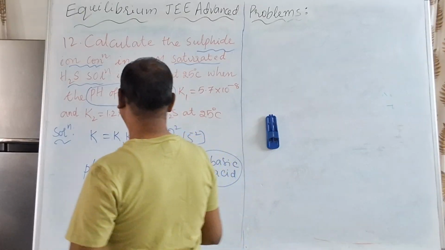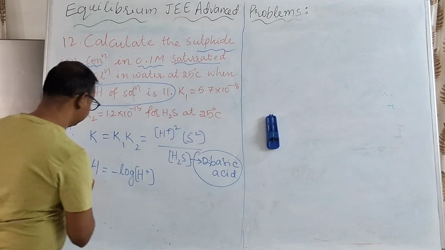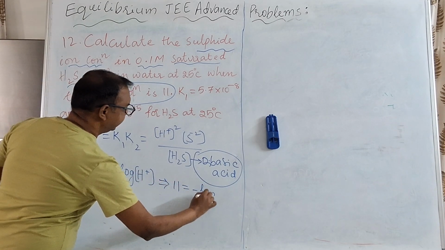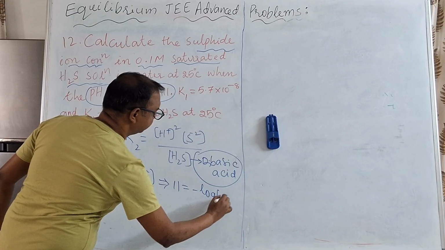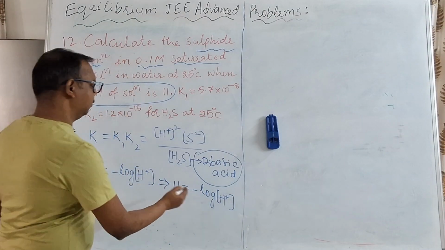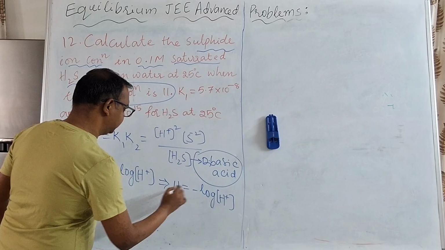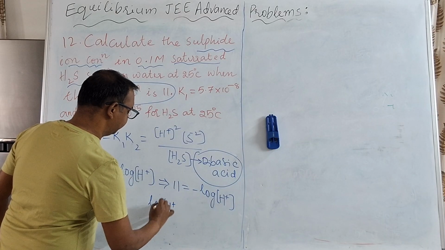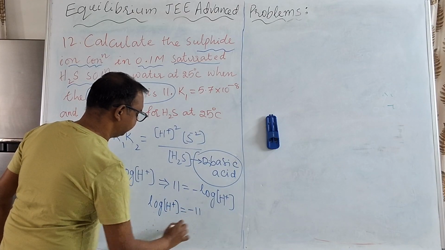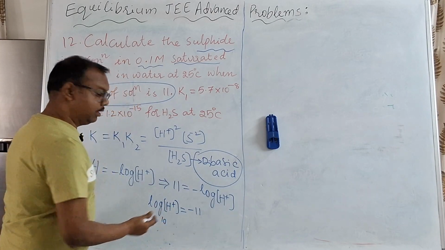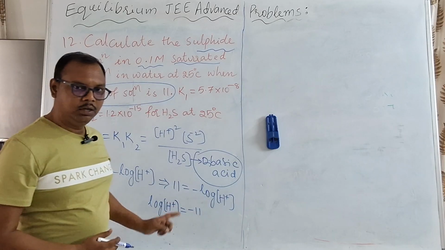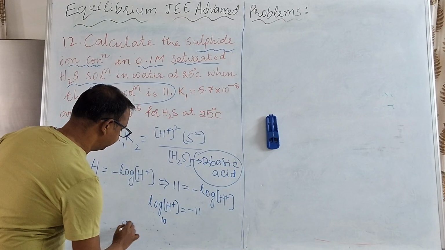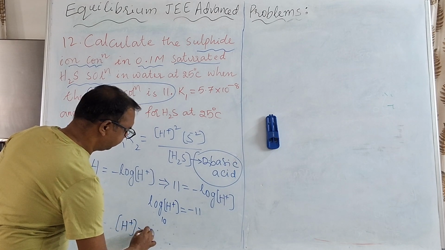Here pH is given as 11, that is equal to minus log H plus. You can see here, right? Now log H plus equals minus 11. We can write one more step here: log H plus equals minus 11, and the log is anyway base 10. Therefore, it can be written that the concentration of H plus is equal to 10 power minus 11.